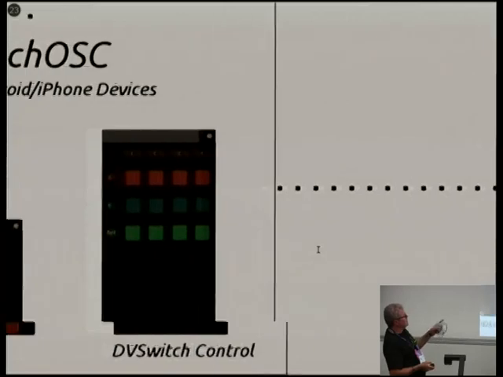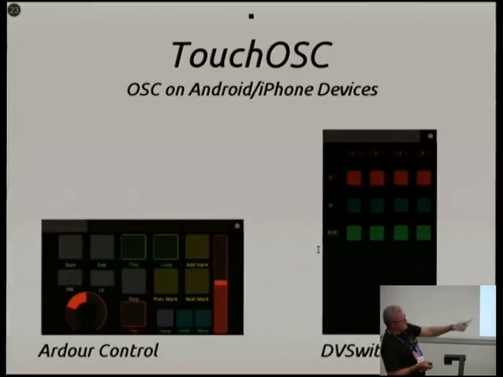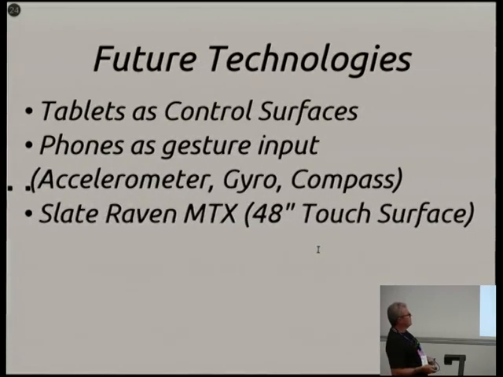This Touch OSC application actually allows you to assign some of the accelerometer commands to controls, so you can use your X acceleration and stuff to control things. So you can get pretty flexible with that. The Slate Raven MTX is a relatively new mixing board. It's a big 48-inch screen, which is completely touch-sensitive, and they've moved all the controls onto that. That seems to be getting pretty good reviews, and it's another example.